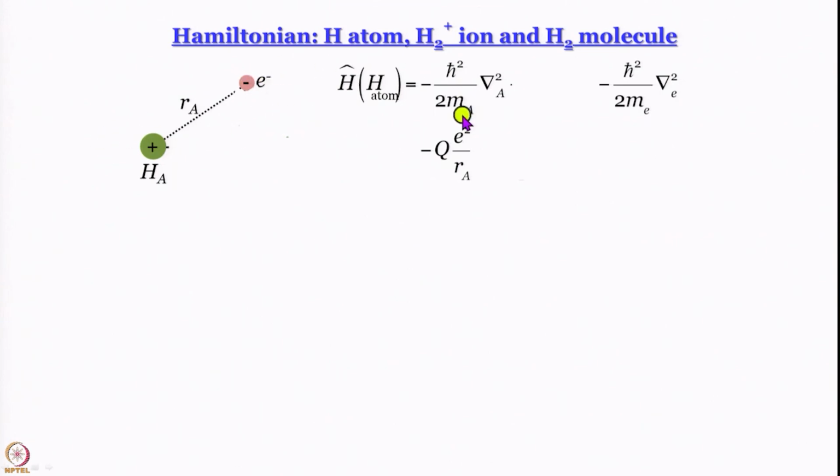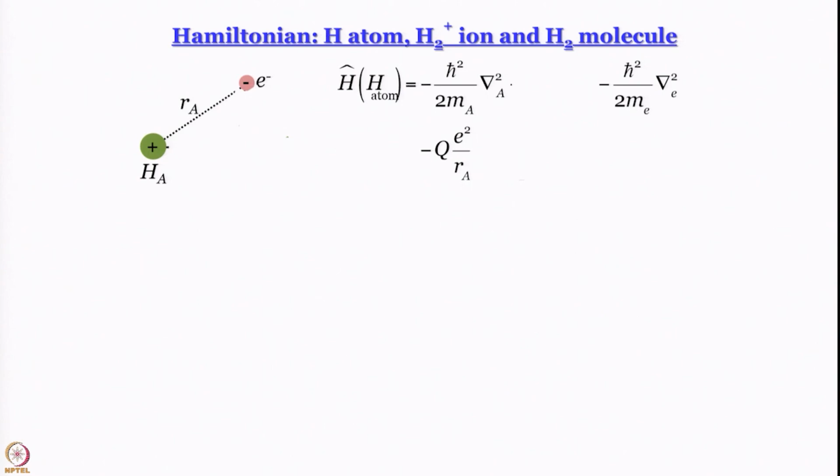So the Hamiltonian would be minus h cross square by 2 mA del A square minus h cross square by 2 me del E square, where A stands for the nucleus or the atom as a whole, E stands for the electron in it, and minus qE square by Ra gives you the potential energy for attraction experienced by the electron because of the nucleus. The first term here is the kinetic energy of the atom as a whole, largely the kinetic energy of the nucleus. This is the kinetic energy of the electron, and very soon we are going to write all this in atomic units. Okay.